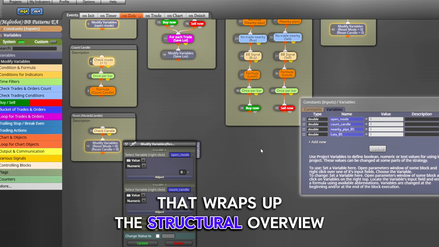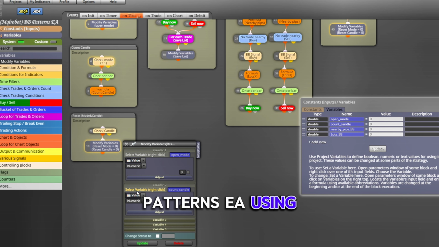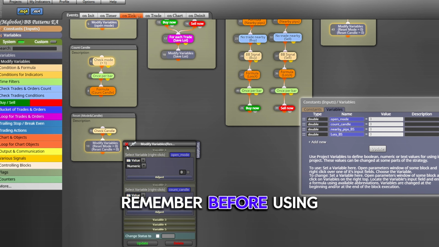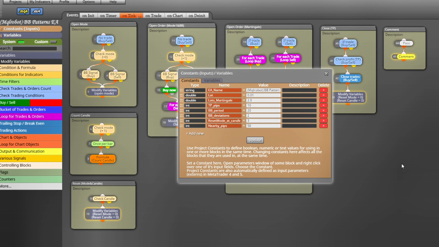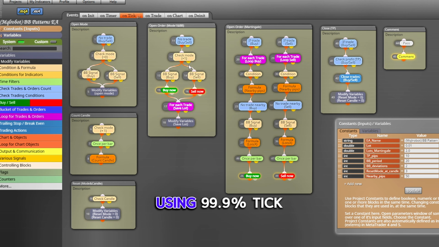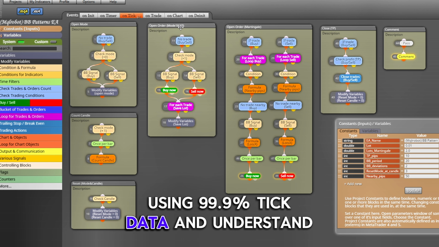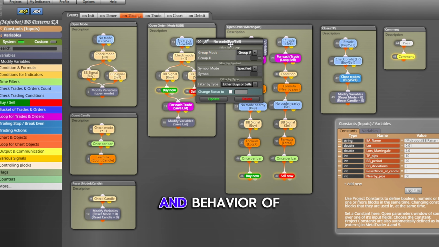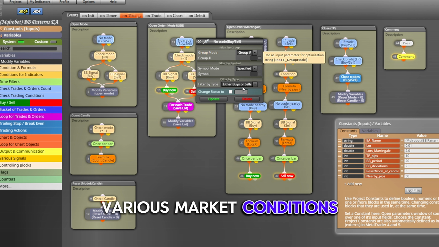That wraps up this structural overview of the BB Patterns EA using FXDreema. Remember, before using any automated trading system, always conduct a thorough backtest using 99.9% tick data and understand the logic, risks, and behavior of the EA in various market conditions.